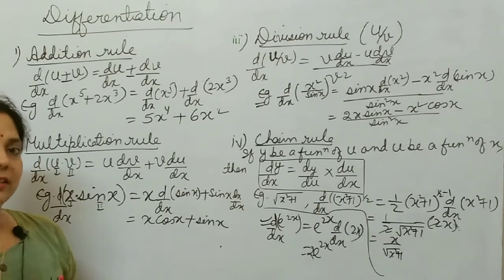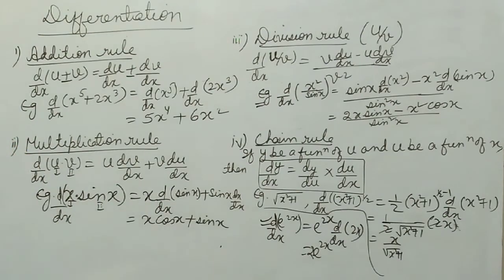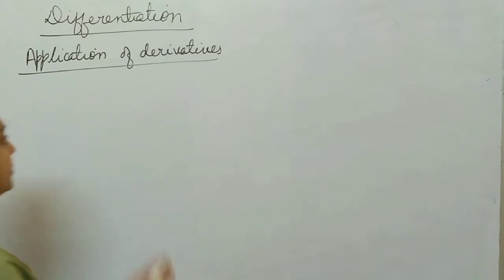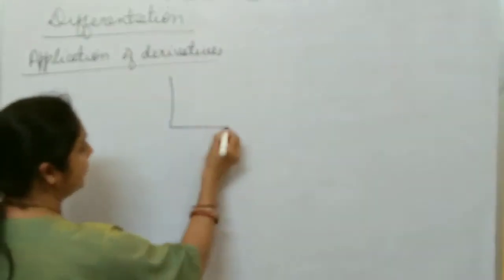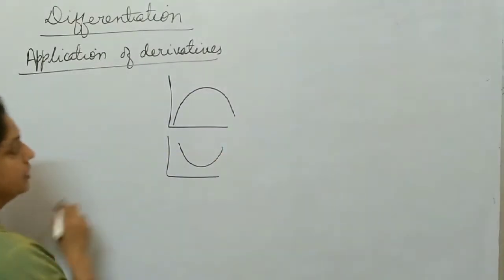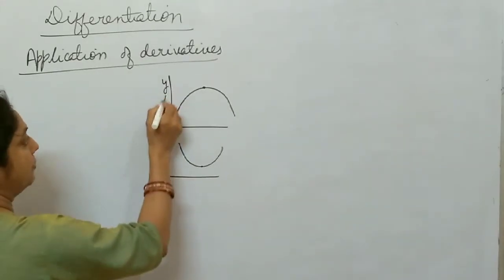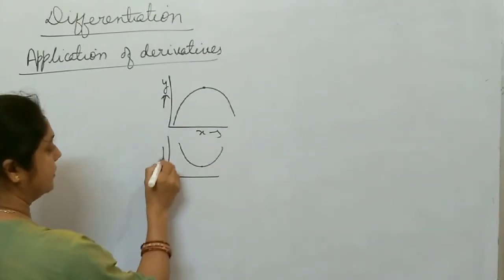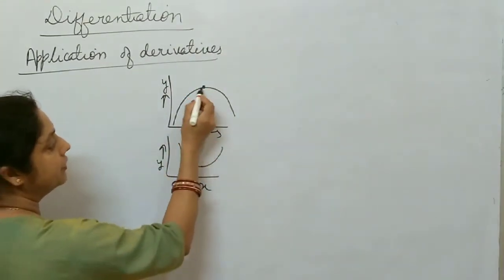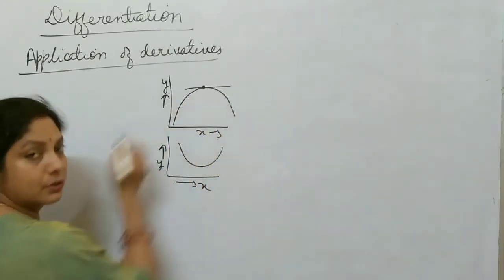After that, I will discuss one small topic in differentiation, that is application of derivatives. Note down please, fast. Now, application of derivatives, where it is used. Suppose there is a graph like this one or a graph like this one. Here it becomes maximum, here it becomes minimum. Suppose this side is y and this side is x. Here at the maximum point, if you draw one tangent at this point, it becomes parallel to the x-axis. It means here the slope is 0.